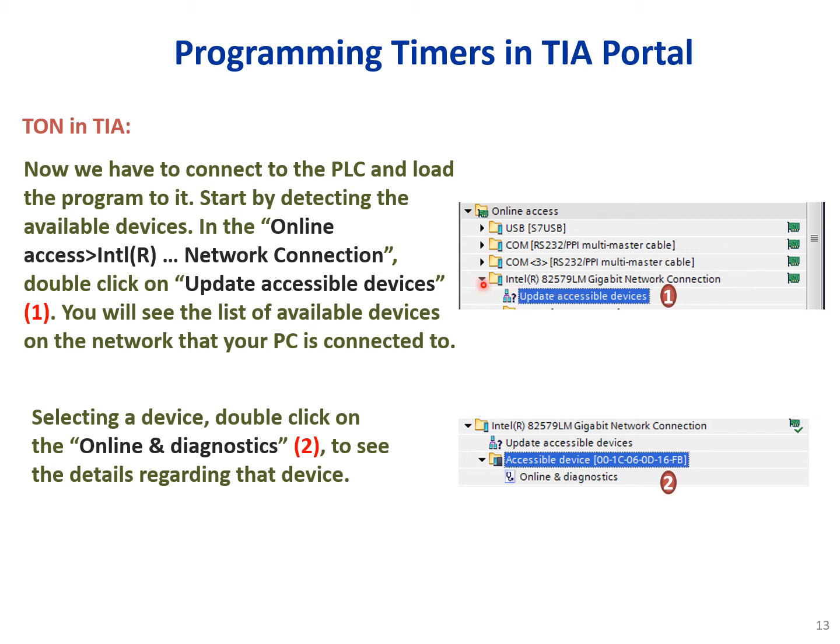But what you should do is open it and then click on update accessible devices, and then you will see the list of available devices on the network that your PC is connected to. And in this case, because you only have one PC, you will see one PC.